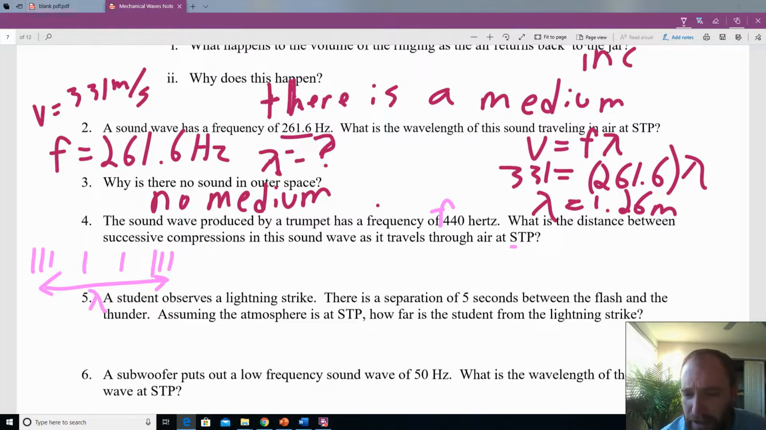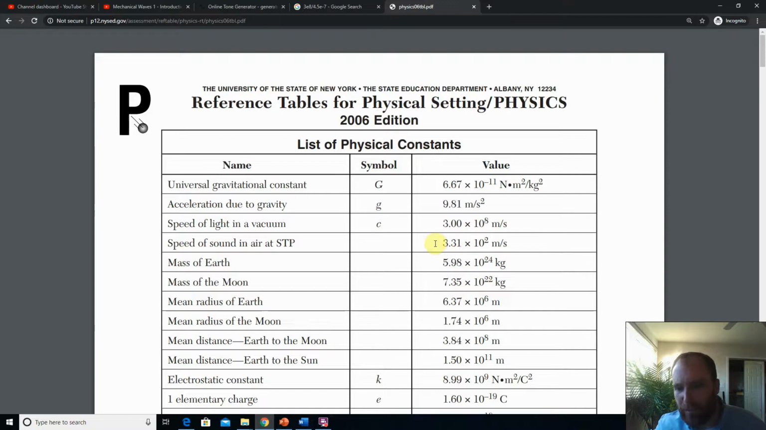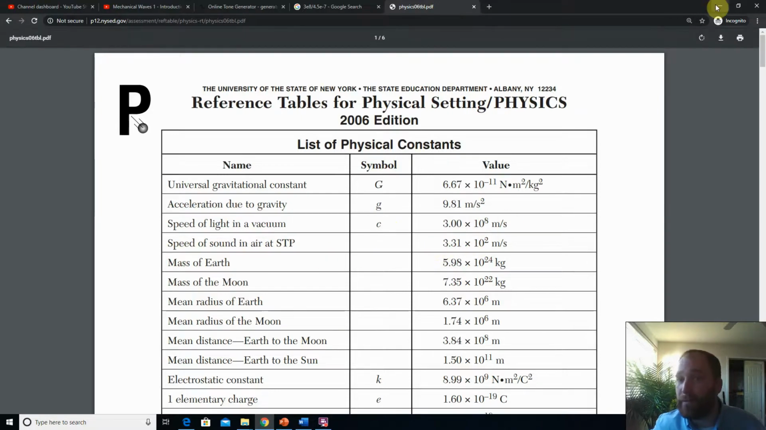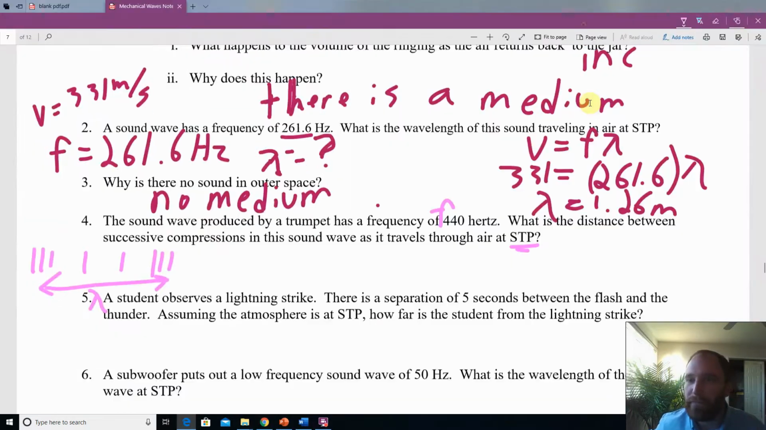And I mentioned this STP thing. And once you see that STP thing, you should think to yourself, that sounds kind of familiar, like something I'm supposed to look up in the reference table. And sure enough, the speed of sound at STP is 3.31 times 10 to the second meters per second. Which again is just 331, so I'm going to go with that. So we know V equals 331.